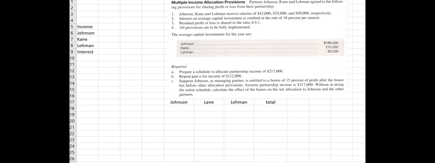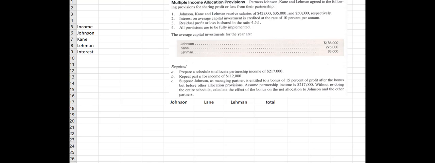Number one, they're each going to be allocated a salary amount. Again, that doesn't mean they're being handed that in cash. We're talking about increasing their capital accounts by that amount. It's up to partner Johnson to decide when he or she wants to withdraw assets. Number two, interest on their average capital investment is credited at the rate of 10% per annum, so per year.